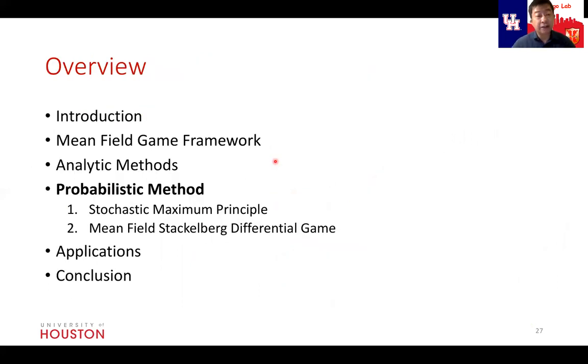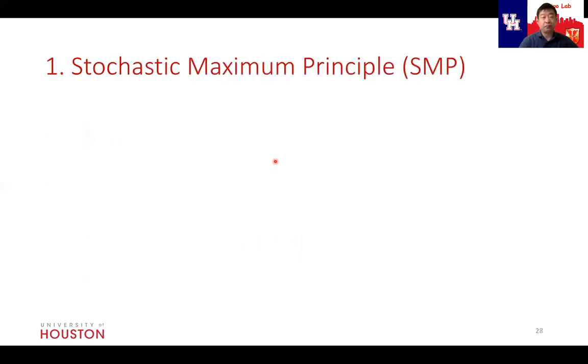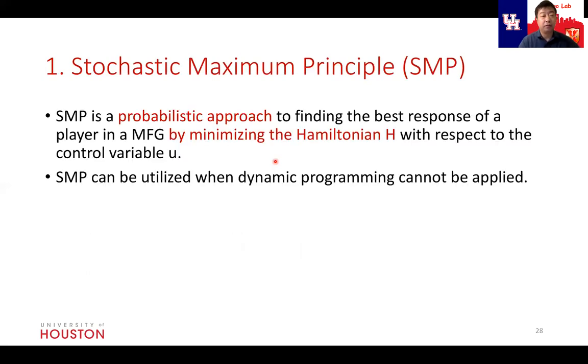Okay, so that is the analytic model, and next we will talk about two probabilistic methods. The first one is called the stochastic maximum principle. So SMP is a probabilistic approach to find the best response of a mean field by minimizing the Hamiltonian with respect to the control.